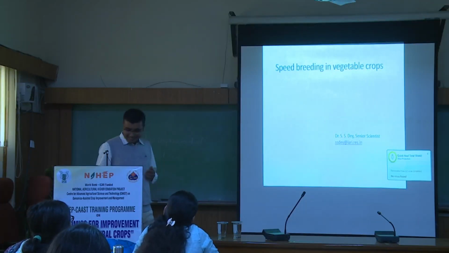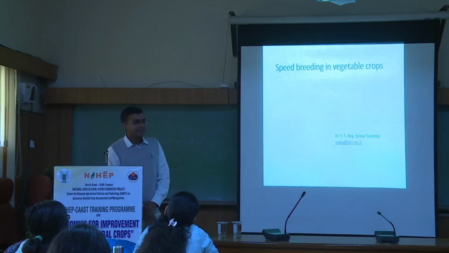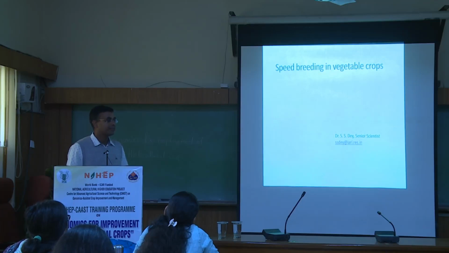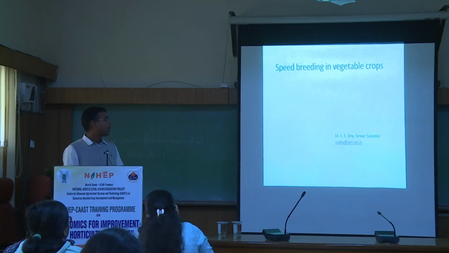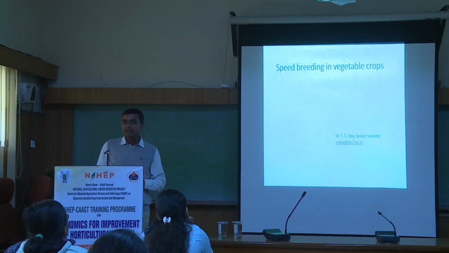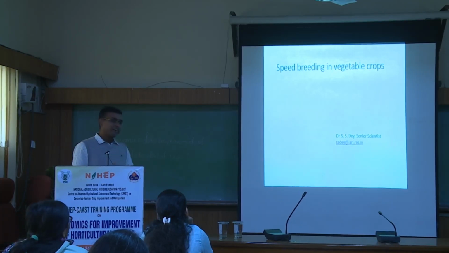Actually, today's lecture is on speed breeding in vegetable crops. When we are talking about speed breeding, we must accept that speed breeding in different crops is not well established, first of all. This is a new concept, and whatever work has been done till now, most of it is in some of the major cereal or grain crops, and very few works, 1 or 2 papers, recently came in the vegetable crops. But this is a very, very important concept that you have to understand.